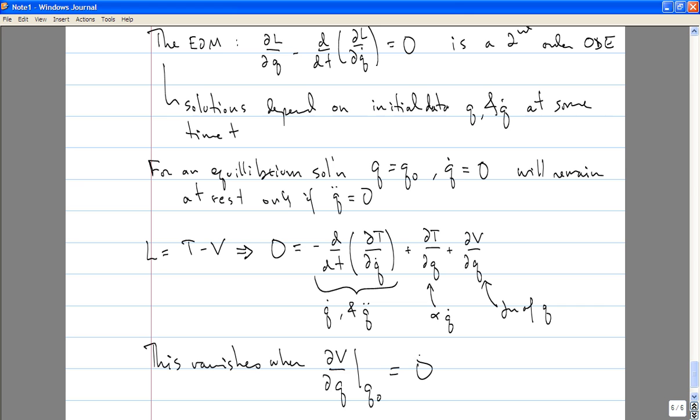The first term in the Euler-Lagrange equations involves derivatives, so it involves q dot, which will be equal to 0, as well as q double dot. The second term, dT by dq, will have terms proportional to q dot, because kinetic energies are always proportional to q dot. That's what they do for a living. That's why we call them kinetic energies. They have velocity-dependent terms. And then there is a term which is a function of q, which is the derivative of the potential, what we would call the force in standard Newtonian mechanics. And then this vanishes when the derivative of the potential with respect to q vanishes.